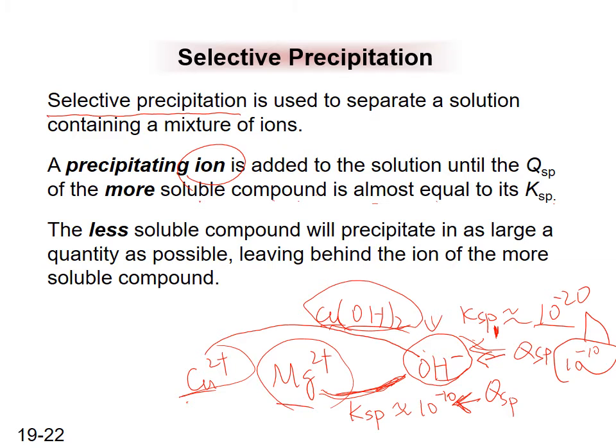So this is about magnesium hydroxide. It's more soluble, and we add enough hydroxide so QSP is almost equal to its KSP, but not yet. So with enough hydroxide, the less soluble compound will precipitate in as large a quantity as possible, because you have a lot of hydroxide, leaving behind the ion of the more soluble compound.